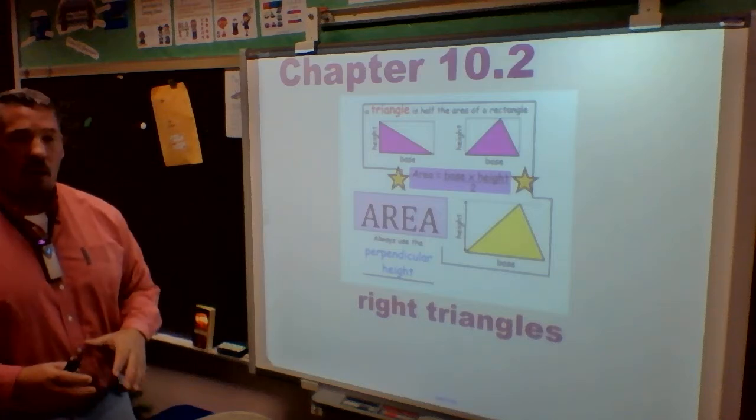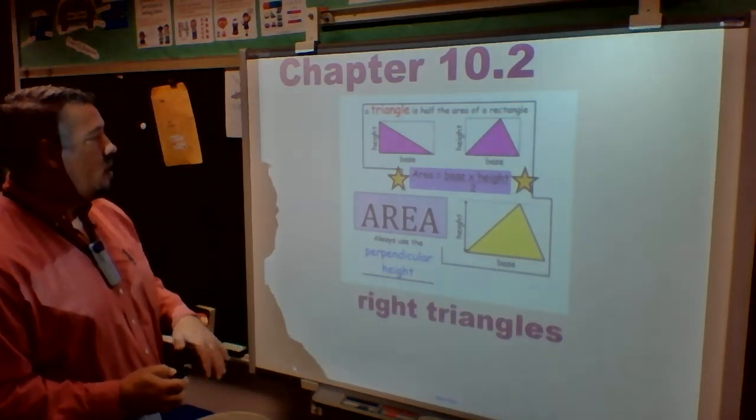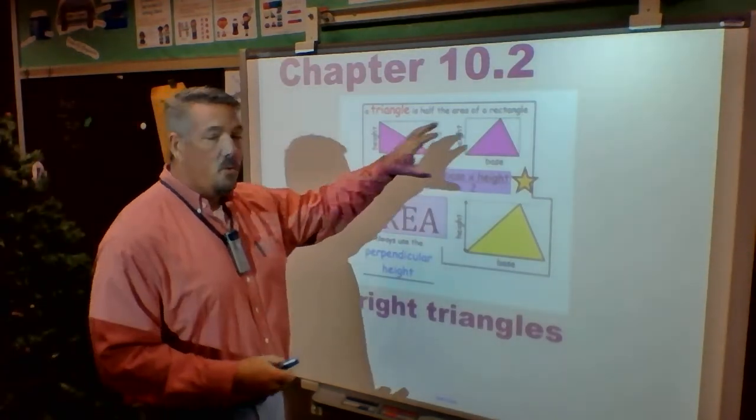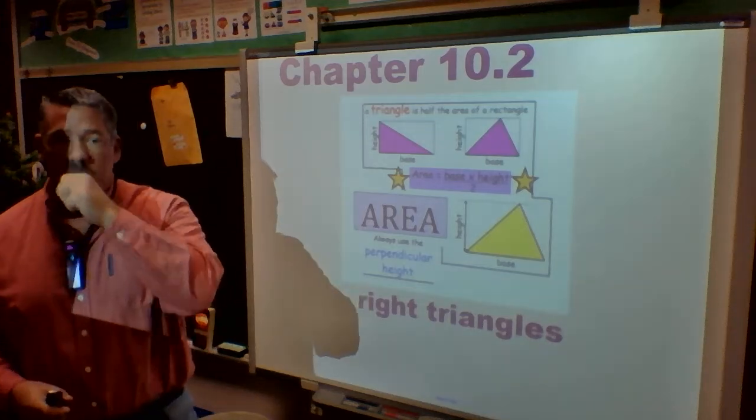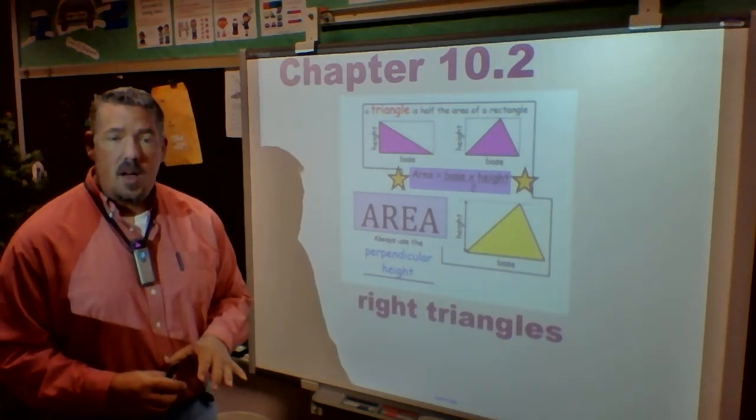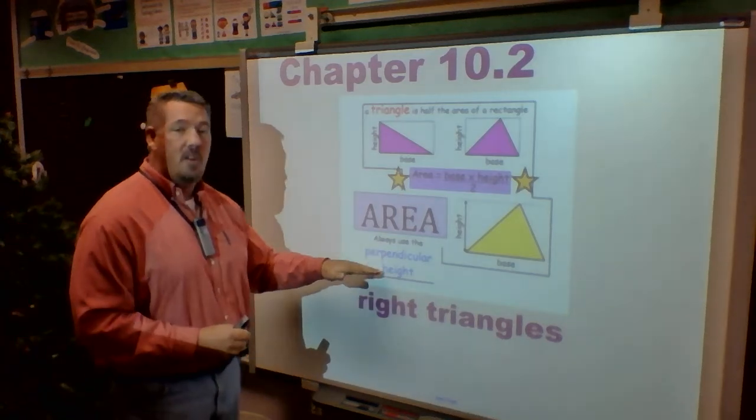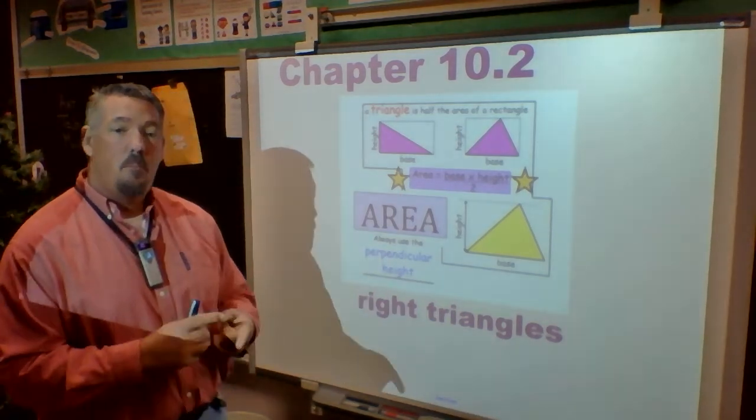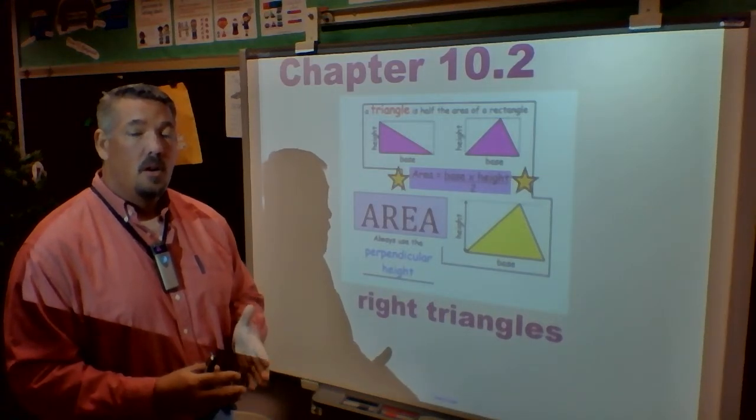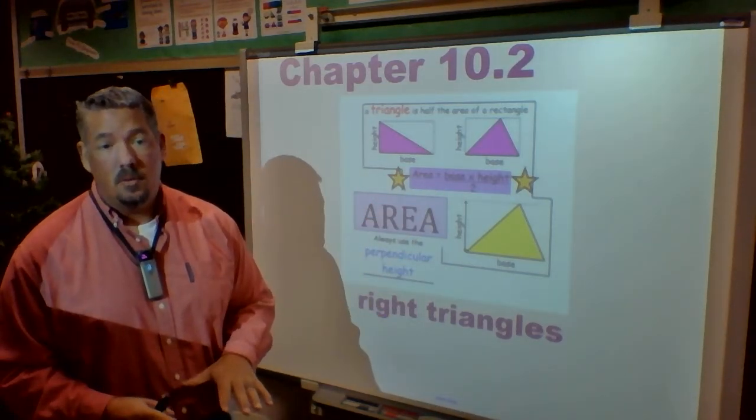The lesson, once again, is focusing in on the big chart that we said we're going to get to, but we're really looking at just the right triangles today in 10.2. My formula to find the area of a triangle, I go to where the right triangle is, that perpendicular height, and then I find the base and the height. I multiply those together, but then, because it's a triangle, I divide by 2.